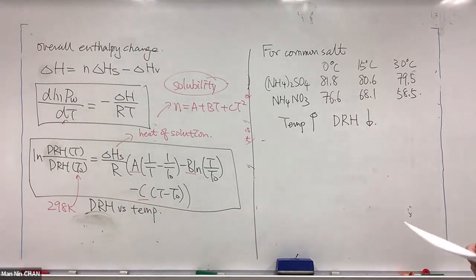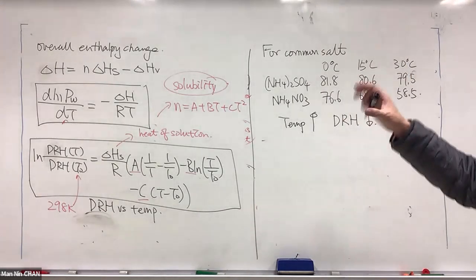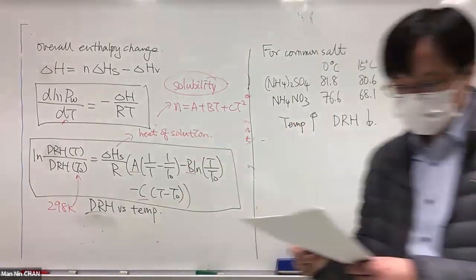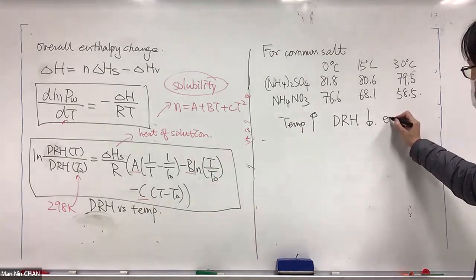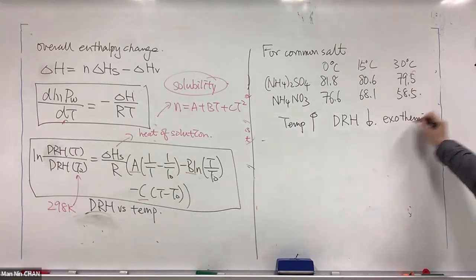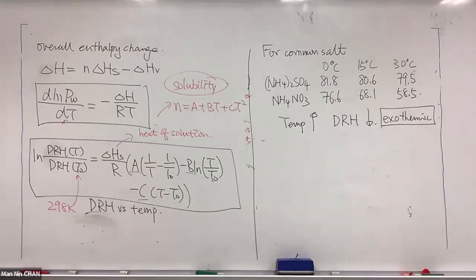So why does this happen? When you look at this process, the solution, the overall enthalpy change, you will find that this deliquescence process overall is an exothermic reaction. So for an exothermic reaction, we know when we increase the temperature, the equilibrium will shift and the DRH will decrease. So overall it is an exothermic process, and therefore this is why you observe this here. Any questions so far?